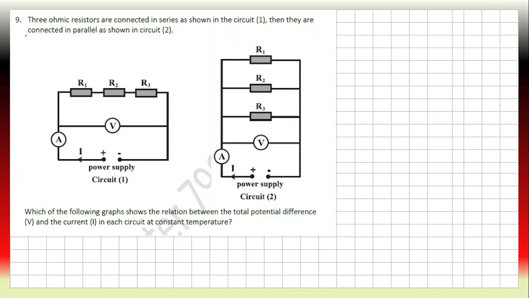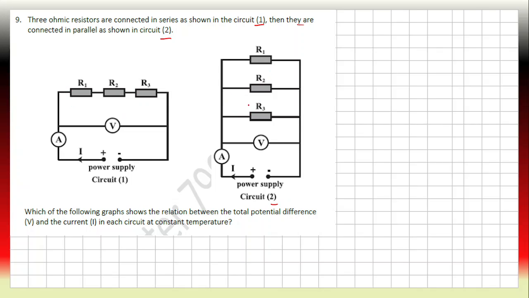Okay, in question number 9, what do we have? 3 ohmic resistors are connected in series as shown in circuit 1. Okay, the 3 ohmic resistors have been connected in series. Then they are connected in parallel as shown in circuit 2. So in circuit 2 now they are connected in parallel. So here they're connected in series, this one parallel.